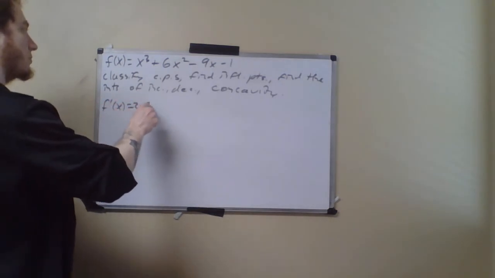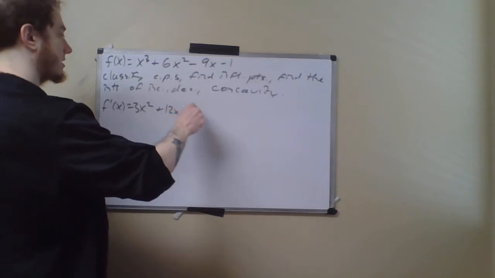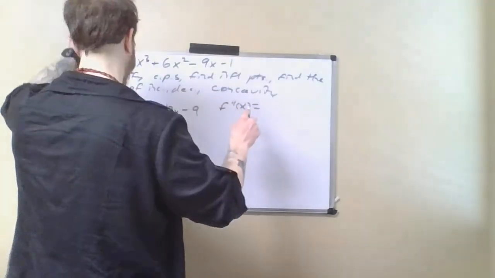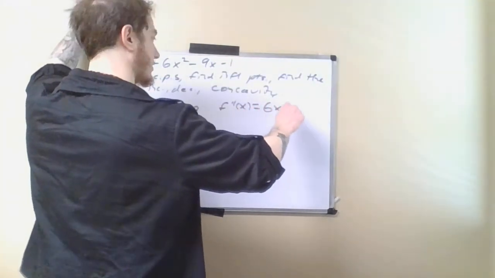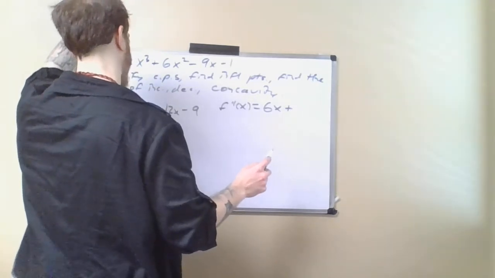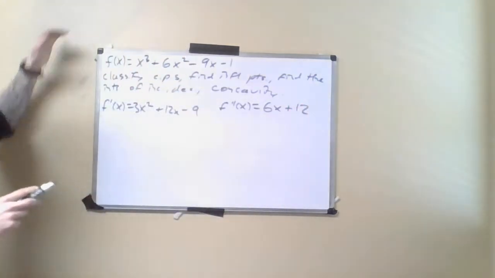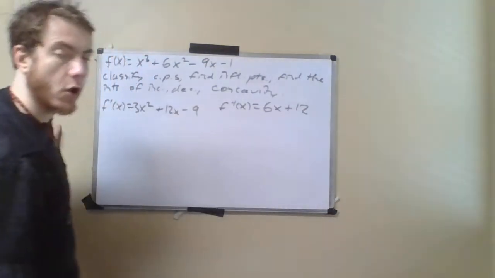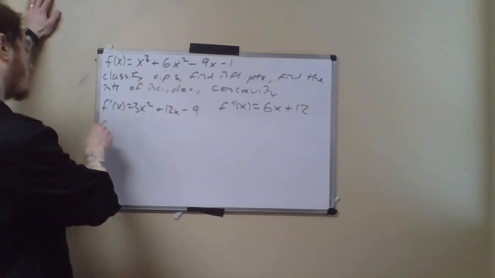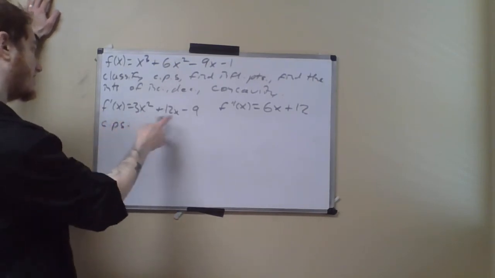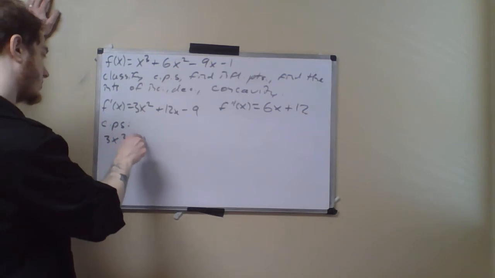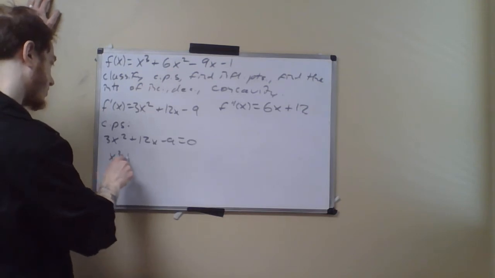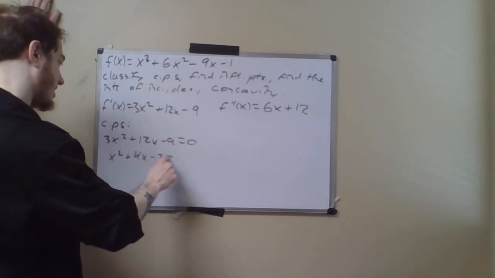So f prime is 3x squared plus 12x minus 9, and f double prime is going to be equal to 6x plus 12. There we go. Now, the critical points: if I set this equal to 0, 3x squared plus 12x minus 9 equals 0, well, this is the same as x squared plus 4x minus 3 equals 0.